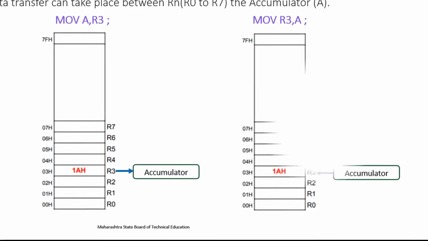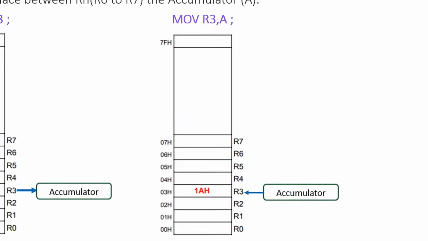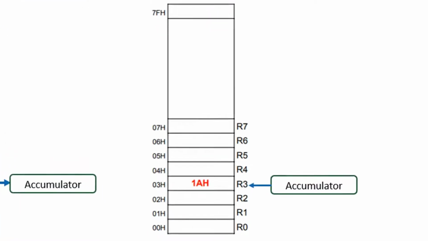Second example, MOV R3, A. Here, the destination is register R3 and the source is the accumulator. After the execution of this instruction, the contents of the accumulator are copied to register R3.